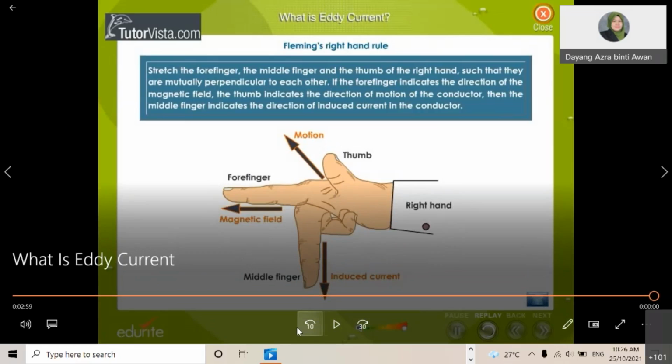Okay, so that one is the eddy current. So you don't need to bother about all the rules here. The rules will be taught to you when you do the calculation in the circuit theory course later.